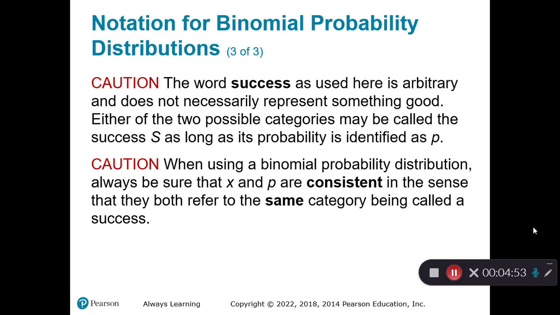We also want to make sure that when we are defining what X and P and Q stand for, we are very clear that X is the number of successes and should be partnered with P, the probability of a success, and then N minus X would be the number of failures, right? Everything that's not a success must be a failure. So N minus X is the number of failures, and that number would be associated with Q, the probability of a failure.